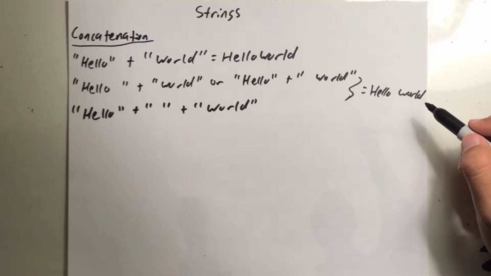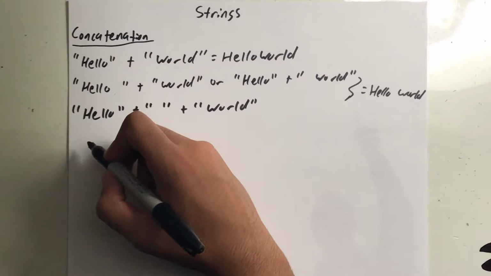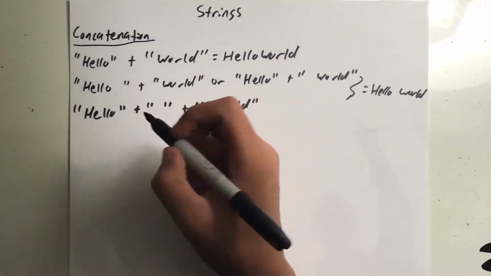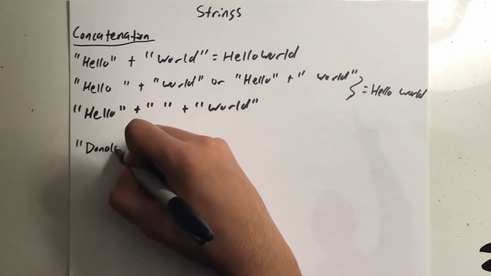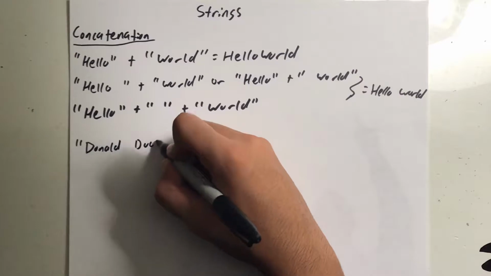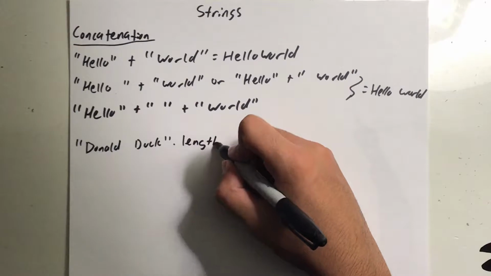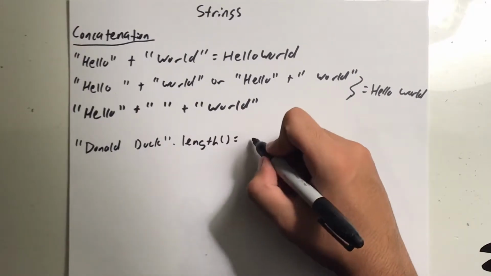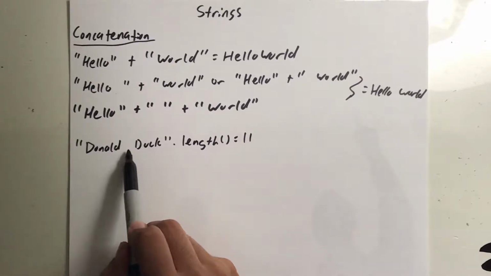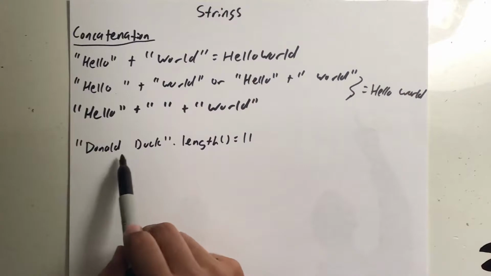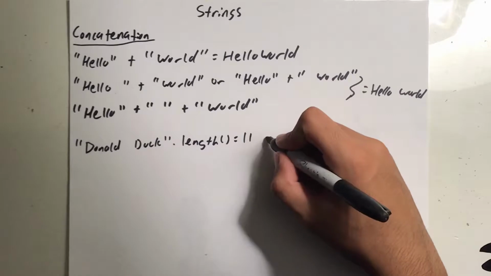Now there is a method called the length method, and basically all it does is count every single character in that string. So let's say we had "Donald Duck" dot length. It'll give us a number which is 11. 1, 2, 3, 4, 5, 6, 7, 8, 9, 10, 11. It also includes the white space. It counts every single character, and it returns an integer value.